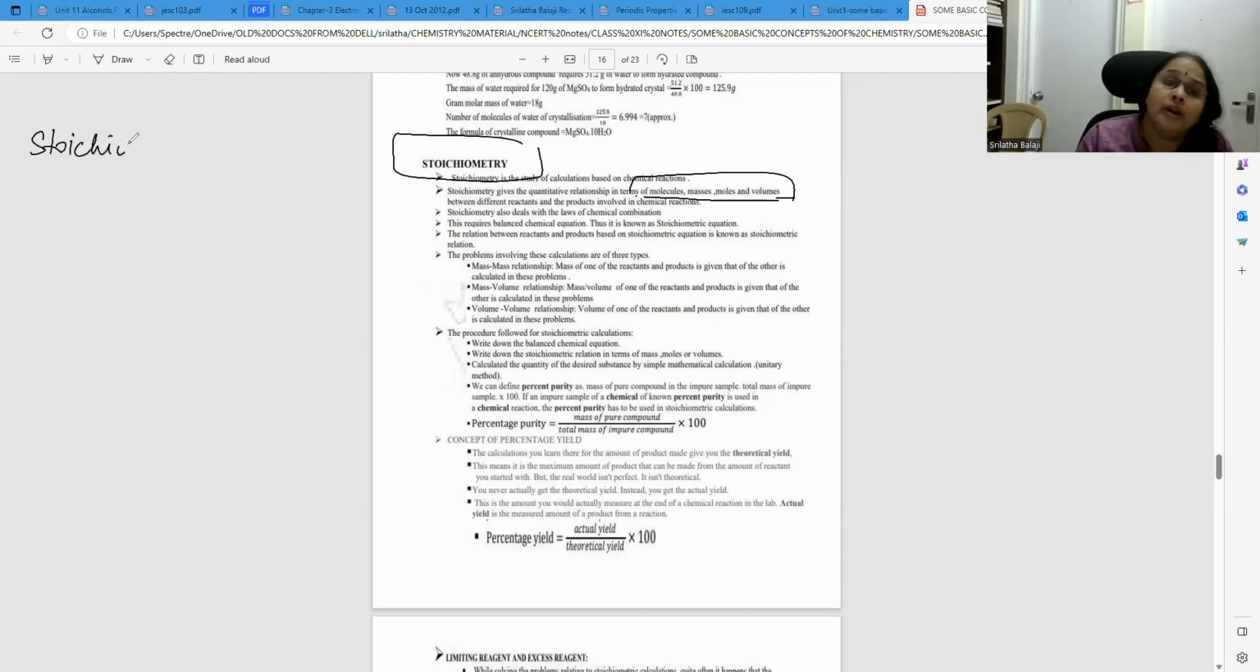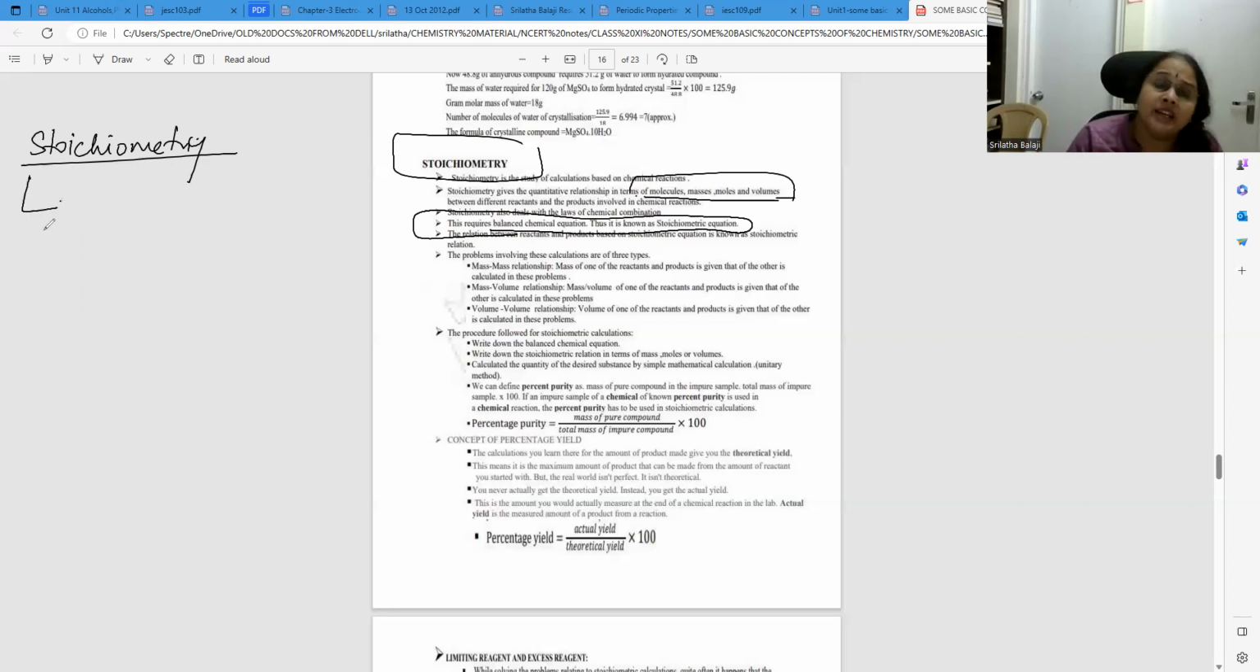So what is a stoichiometric relation? Stoichiometry is anything that obeys the laws of chemical combination. So the equation which obeys the laws of chemical combination is the stoichiometric equation. Is that clear? So your balanced chemical equation is called a stoichiometric equation.